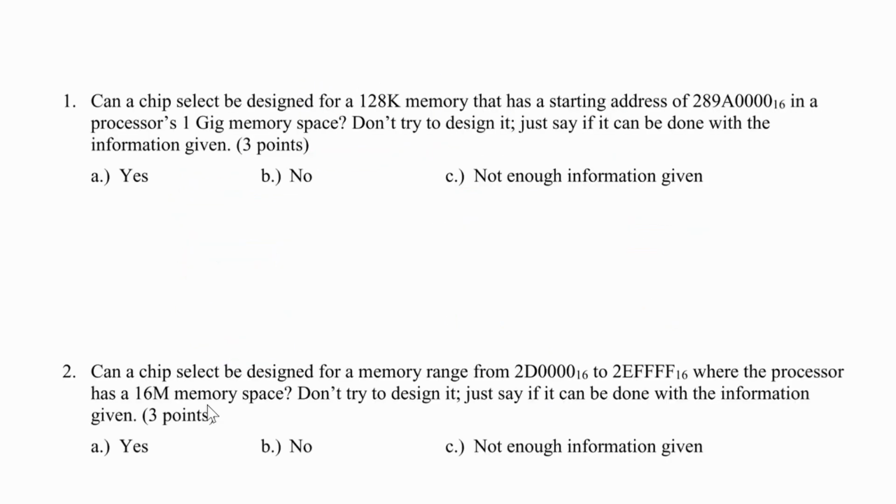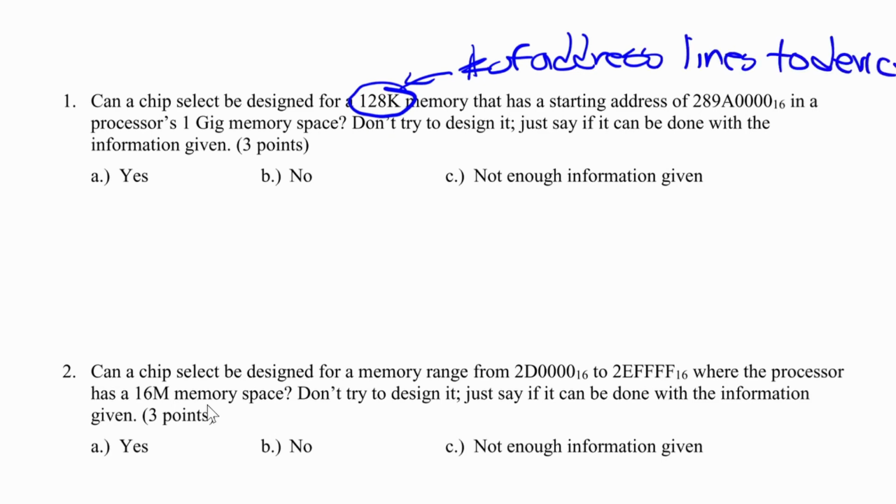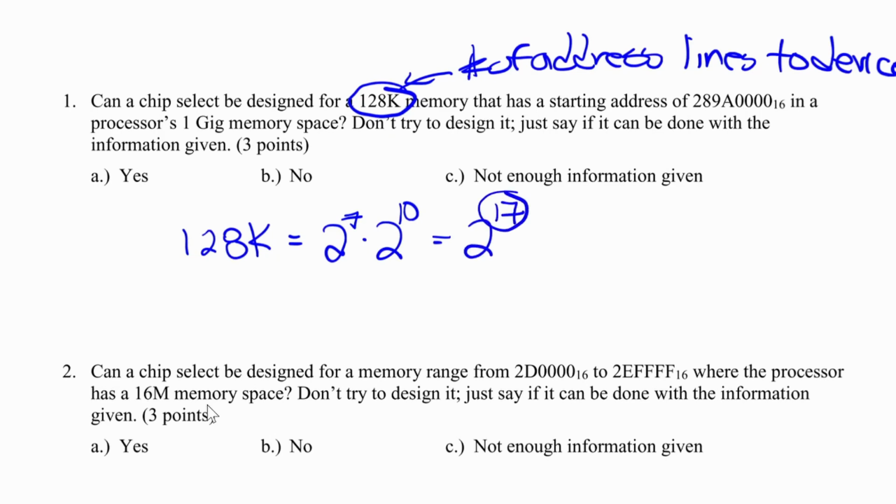All right, let's take a look at this first problem. Can a chip select be designed for a 128K memory? Okay, that tells us one of the three pieces. This tells us the number of address lines going to the memory device, right? So lines to device. Now, how does it tell us that? Well, 128 is equal to 2 to the 7th, while a K is equal to 2 to the 10th. You multiply those two together and you get 2 to the 17th, and that 17 tells you the number of address lines you've got.